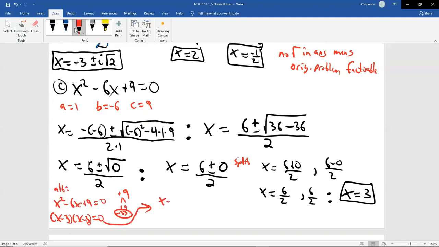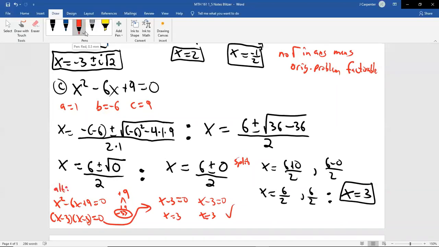Setting each of those equal to 0 is literally the same thing. So when you add 3 to both sides, you get x equals 3 and x equals 3. It repeats. You don't have to write it twice. You really should only write it once. But the fact that it pops up twice, again, has implications, big implications, very important implications.